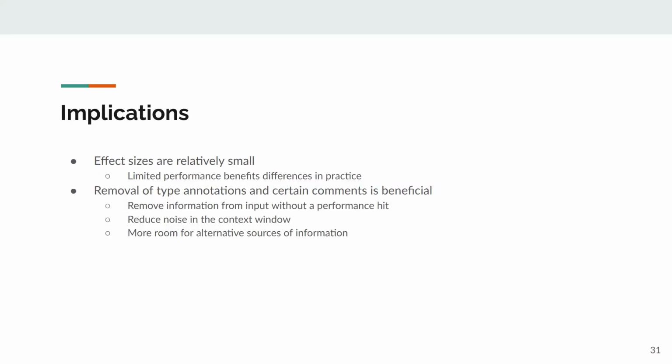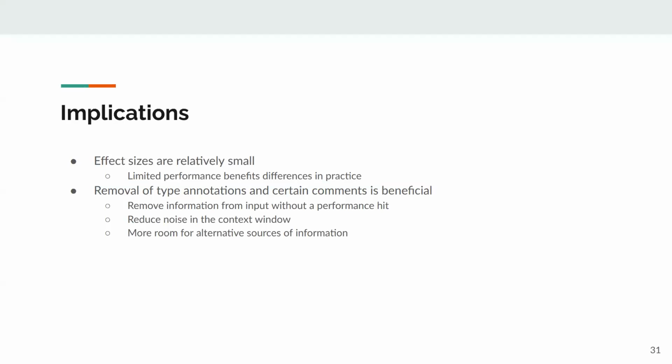So what are the implications of this? Well, if we think back to the problem that first motivated this paper, it was that we do not have much context size, and we want to use it as efficiently as possible. And what we've seen is that the result of removing certain types of information, namely type annotations and different types of comments, actually slightly improves performance.